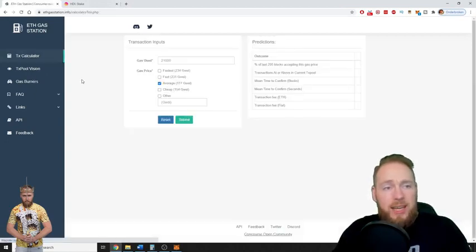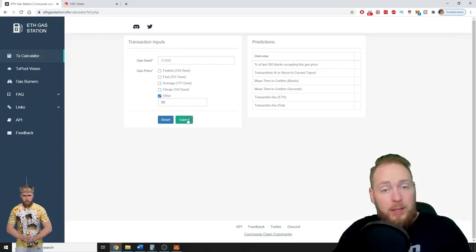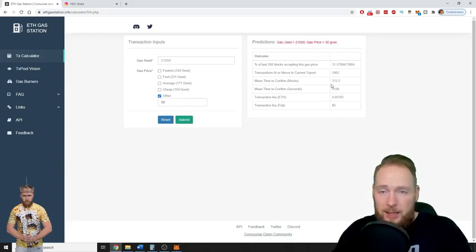You go to TX calculator, gas use, this is the minimum. And here you can see fastest 234 gwei to cheap 154 gwei. But let's check, for example, 50 gwei. You press submit, it will take 312 blocks. The confirmation time for one block for Ethereum is around 15 seconds.